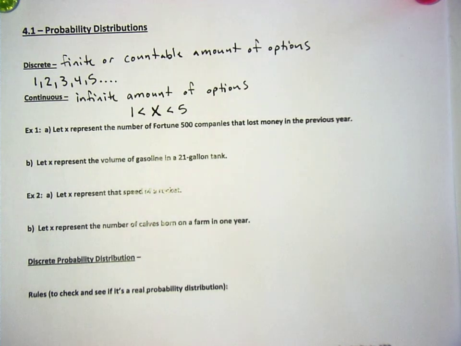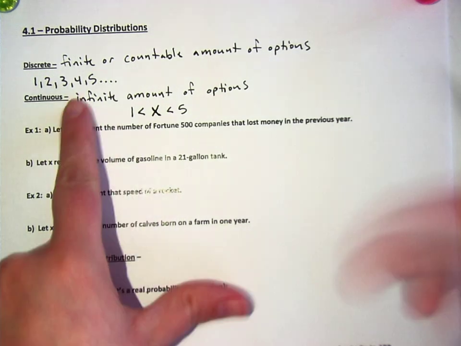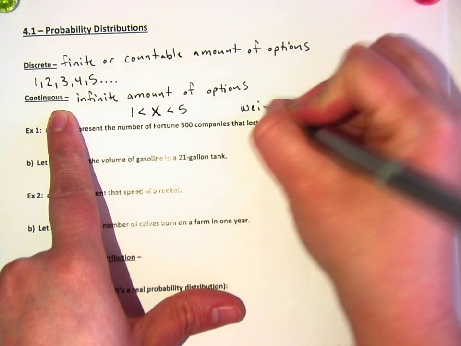Could you be 131 and a half pounds? Could you be 131.25671888888 pounds? Yes, technically you could, right? Do you see how there's no end to how many things could be between 130 and 131? That's continuous. So something like weight is continuous.